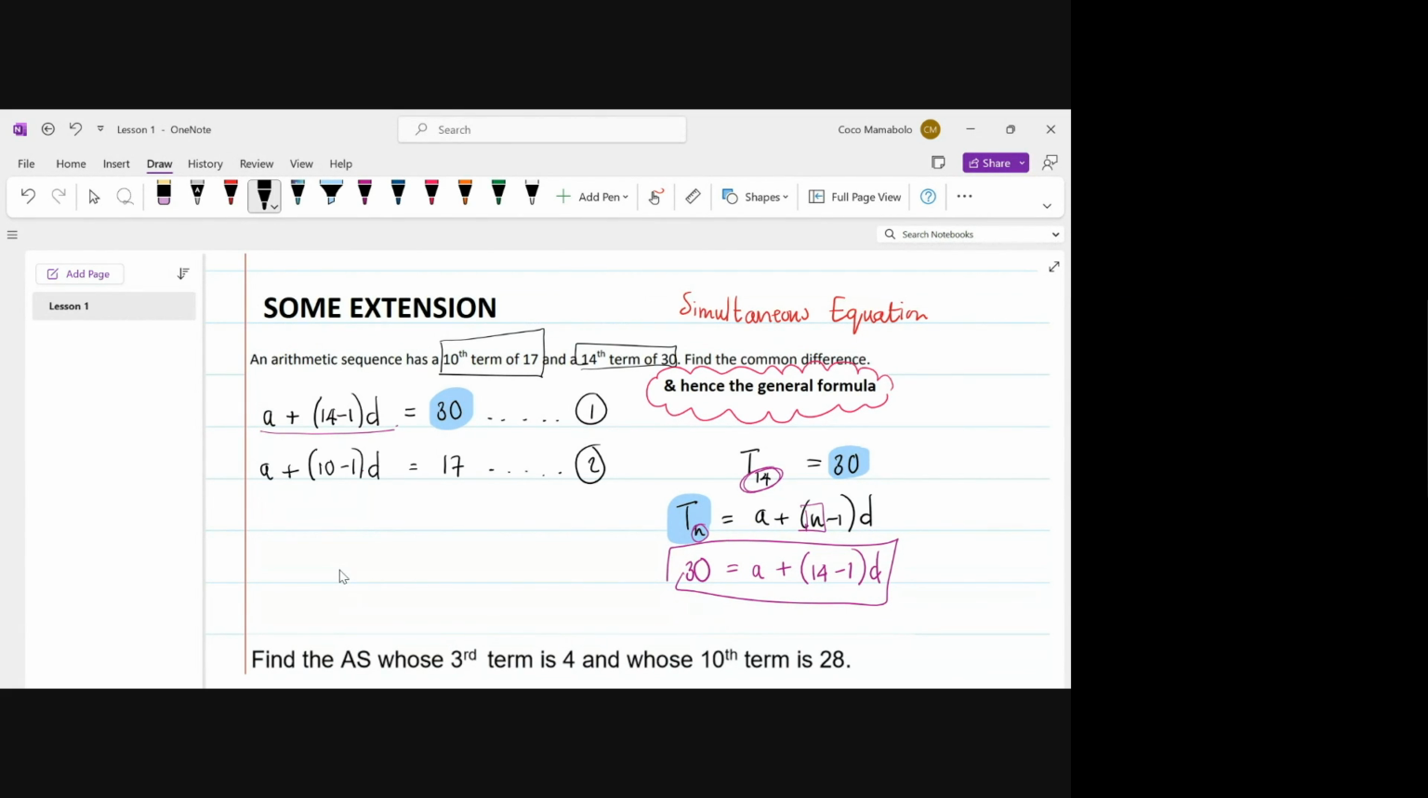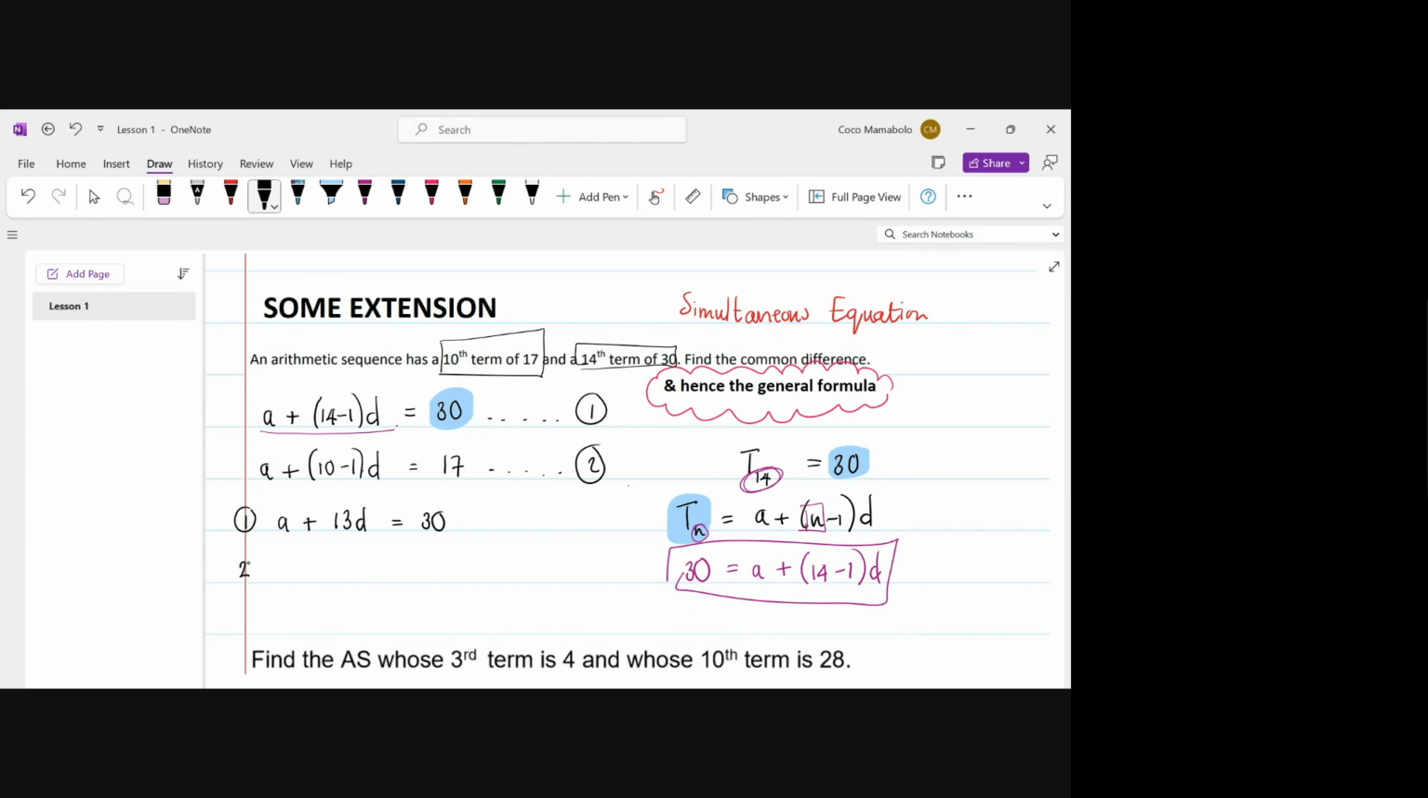Okay, remember all I did was I took the 14 and I replaced n with it, and I took the 10 and I replaced n with it. So let's clean these up a little bit. In that first one, in equation 1, I'm going to have A plus, now 14 minus 1 is 13, so A plus 13D equals 30. That's equation 1.